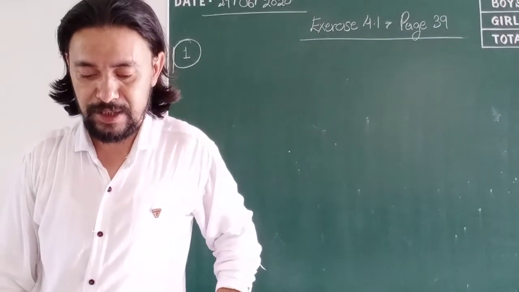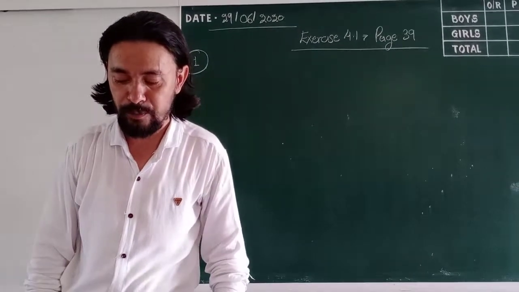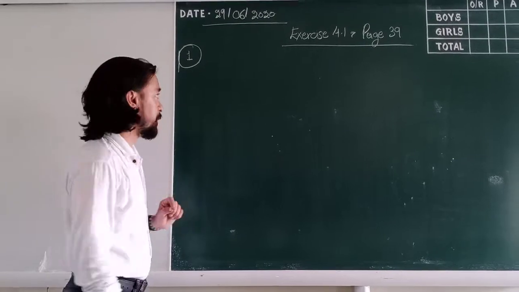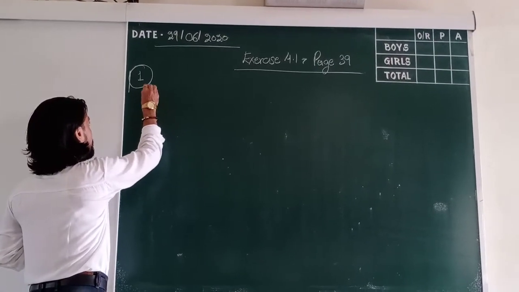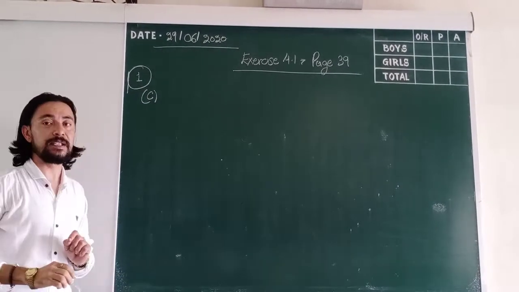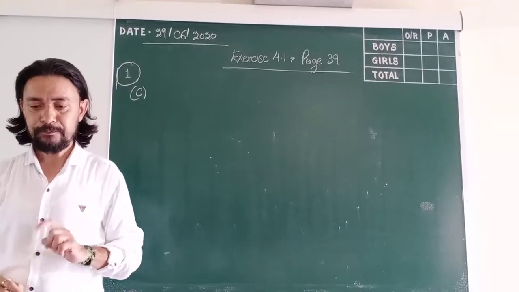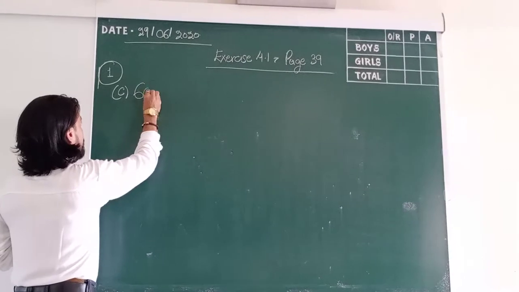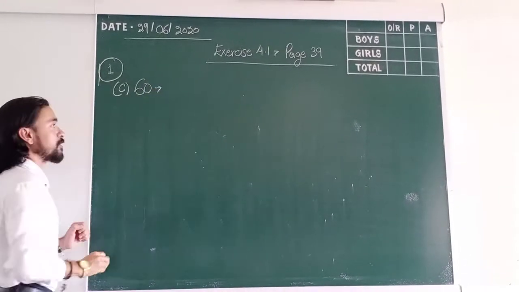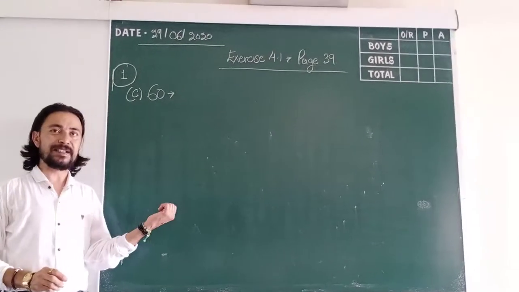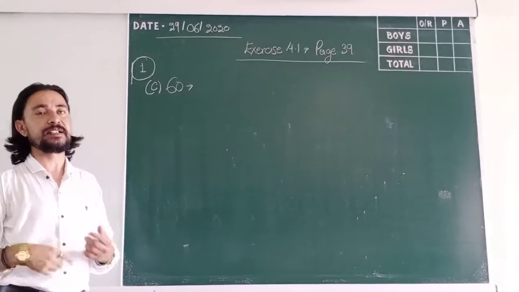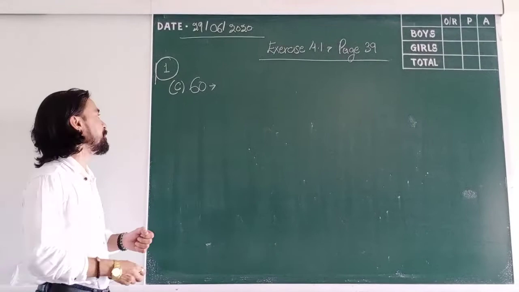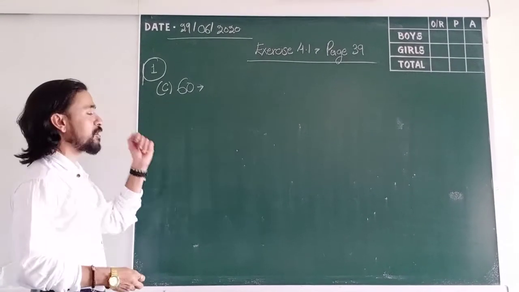Coming to the first sum. The first sum states, find all the factors of the following numbers. A and B are for homework. I am starting with part C of sum number 1. The first number is 16. I have to find all the factors of 16. This is something we did in class 5 also, but then there is a repetition. Here the numbers get a little bit bigger and more complicated. So I will find the factors of 60.